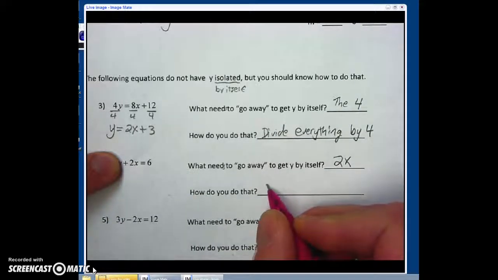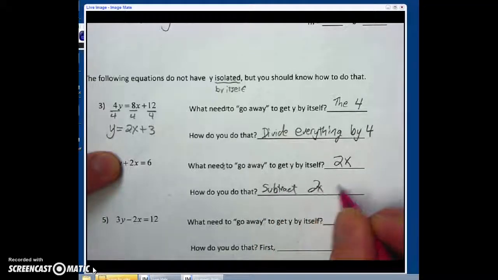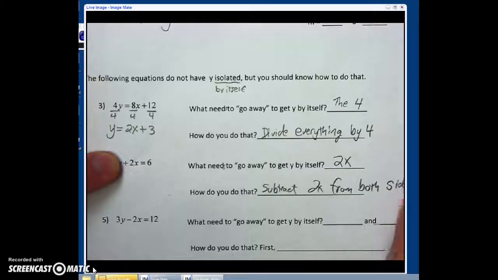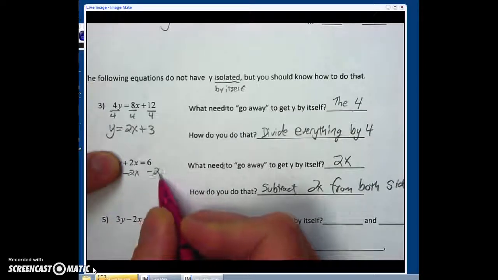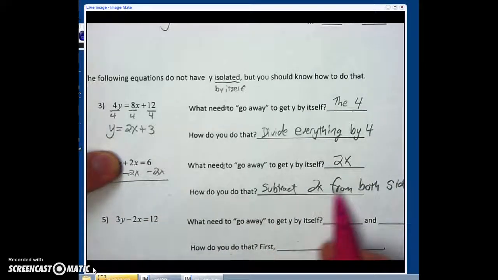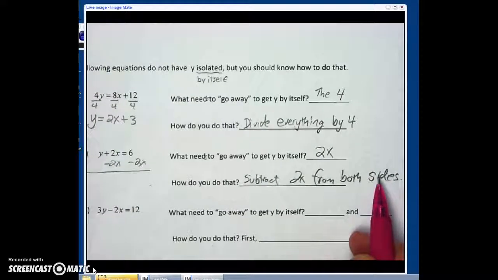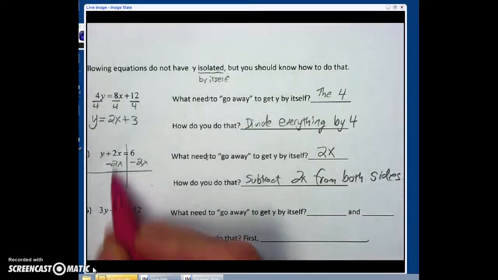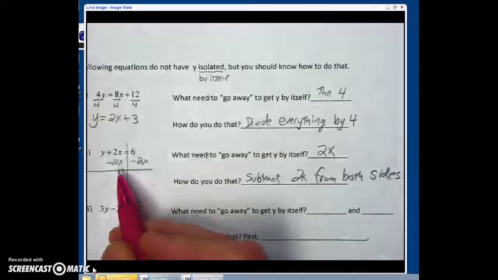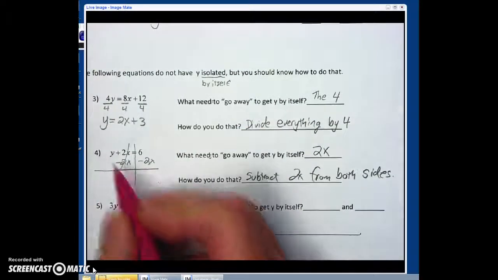Well, you subtract 2x from both sides. So you're going to subtract 2x from both sides. So write this statement here: subtract 2x from both sides. Right? And then actually show that you're subtracting 2x from both sides. And the reason that, of course, works is because 2x and negative 2x cancel out. What's left over here?